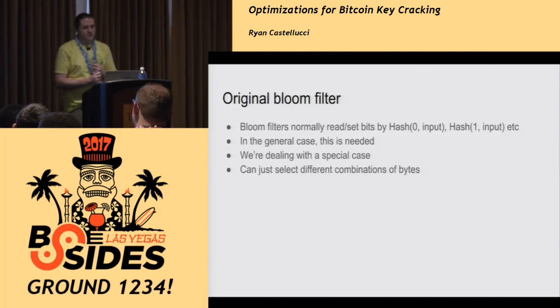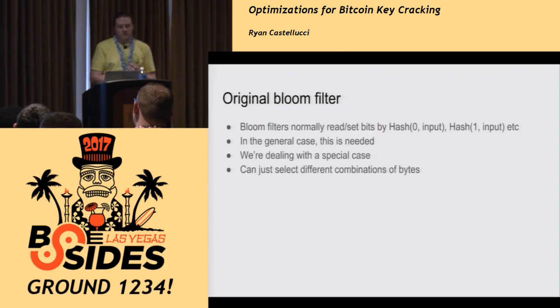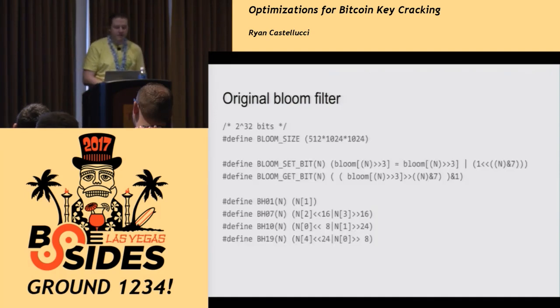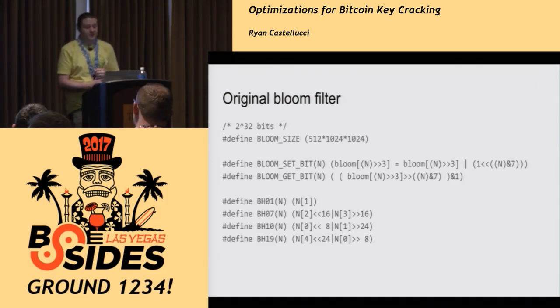The thing is, though, we're looking at hashes of Bitcoin public keys and public keys themselves, and these are pretty randomly distributed. So we can just take different combinations of that and splice it together and call that a hash, and that actually works fine. So here's some ugly macros that do the whole thing.